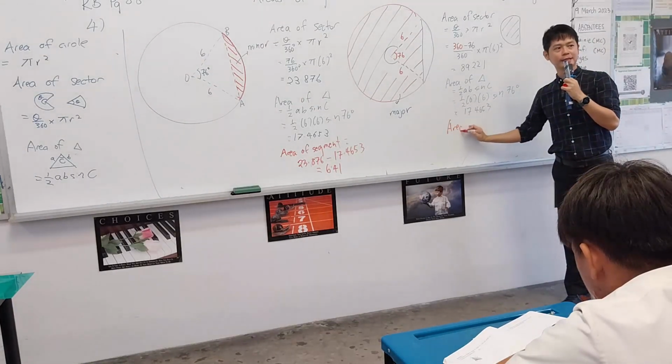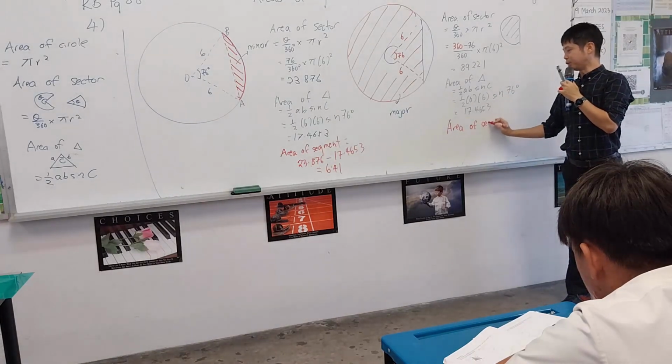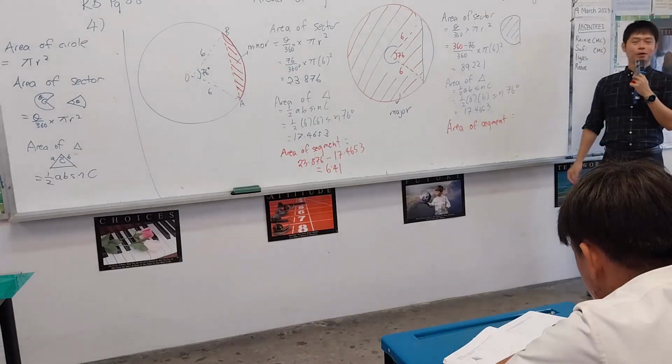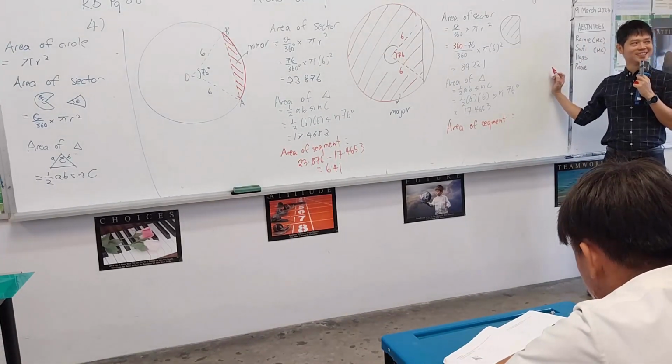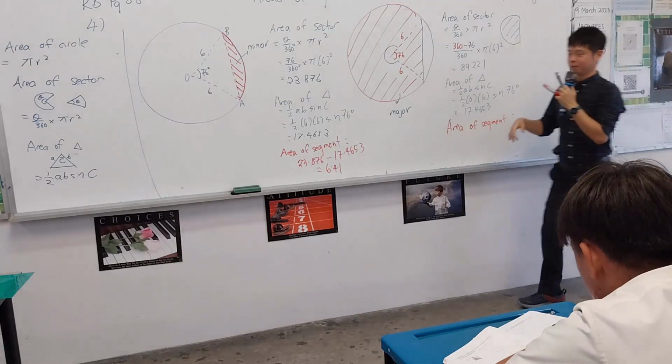Okay, now for the last part. Using your mathematical common sense again, we are finishing already. The area of the major segment. What do I do with these two numbers? Let me give you a clue.